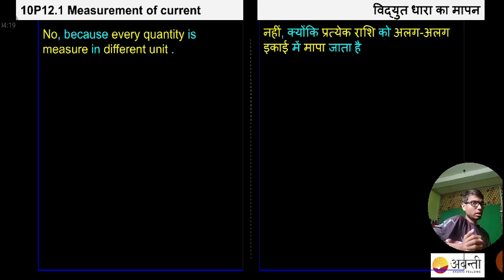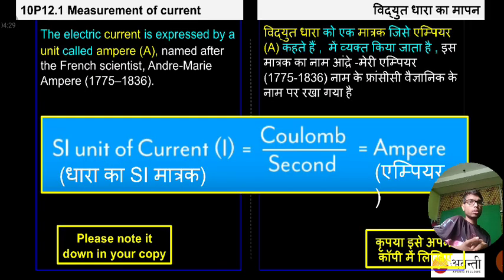For liquid material, we use a unique unit. The electric current is expressed by a unit called ampere. Ampere is a unit. Remember, ampere is the unit.